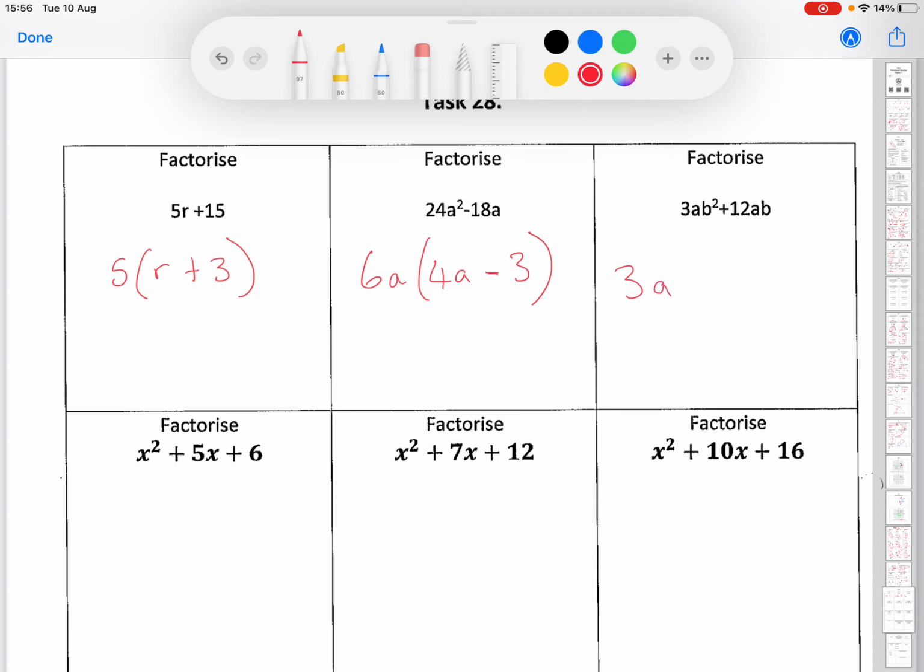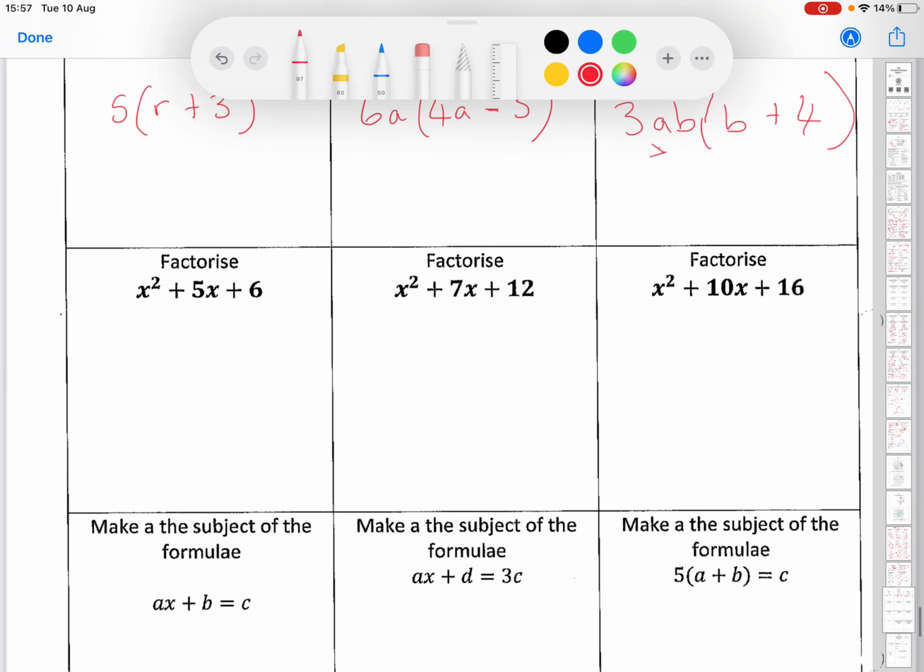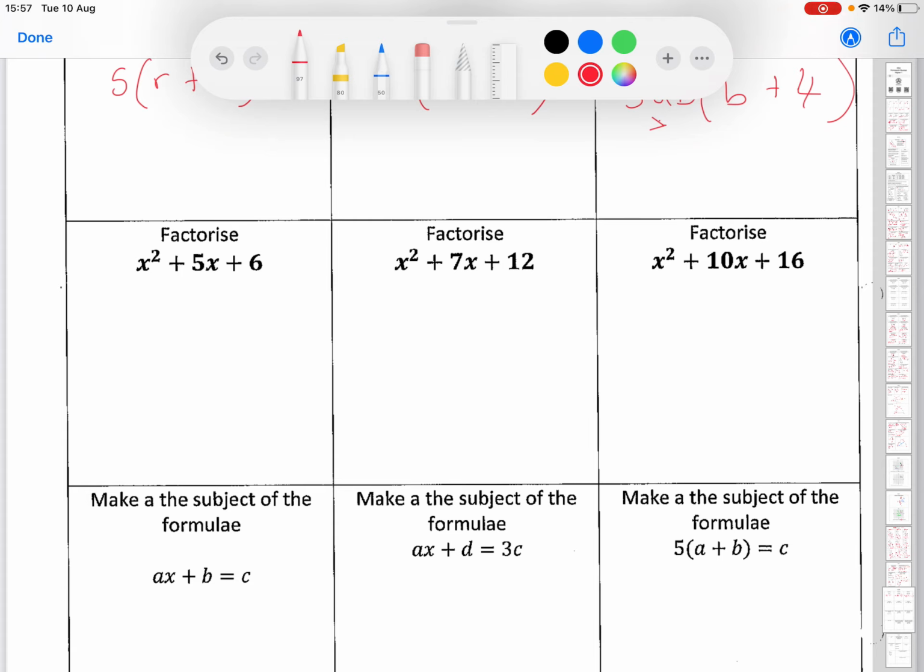Next one, let's do our numbers first. What goes into 3 and 12? 3. Is there an a in both? Yes, so I can take out an a. Is there a b in both? Yes, so I can take out a b. Now we've got our brackets. So we've got the 3ab times this first number slash letters, gives us 3ab squared. So the only thing missing is another b, so we just need another b in there. Then we want 3ab times what gives us 12ab. We've already got the a and the b, so it's just the number we need, and we need it to be a positive, so it'd be plus 4.